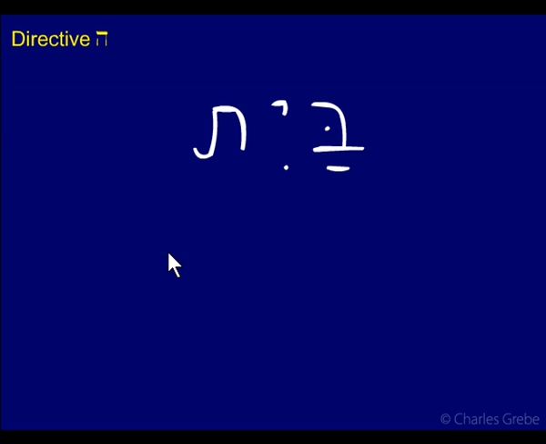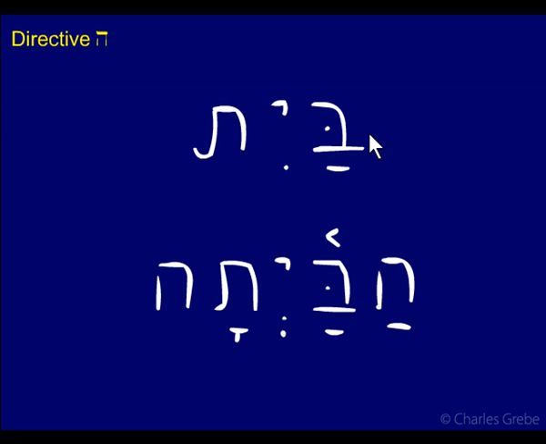So here we have Bayit. Bayit simply means house. Oops, I forgot to put this on here. I have to write it again when I switch the screen here. Now if I put it back here. Bayit is house, but if I say Habaita, then what I have is to the house. This is the directional He, or He Directive, or Directive He. You can see the accent is still back here, so we're not talking about some feminine form. And actually we've made it definite, to the house, or toward the house.